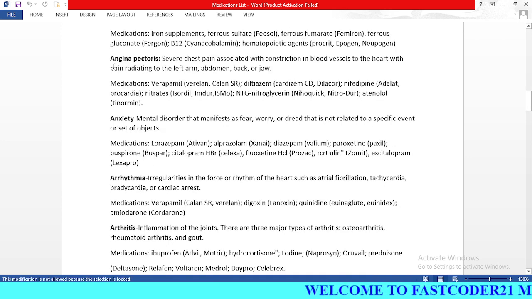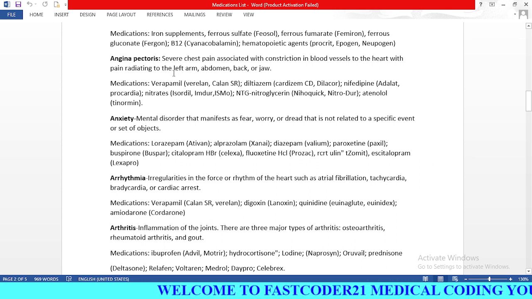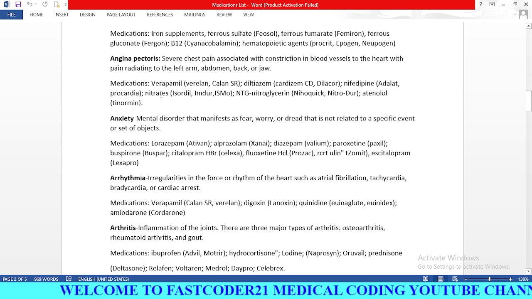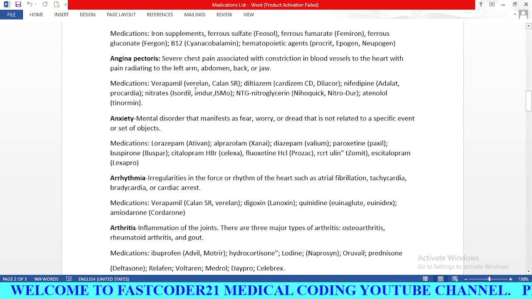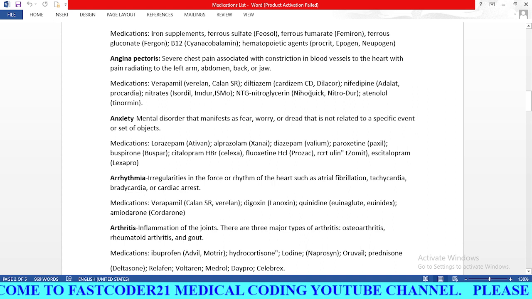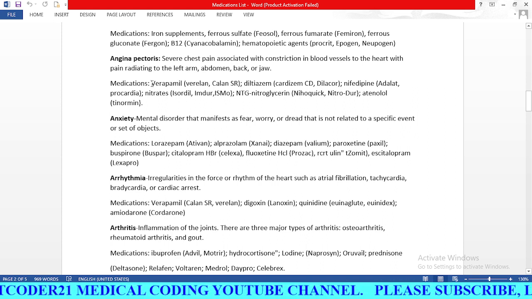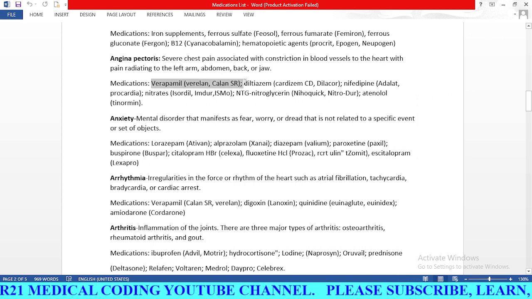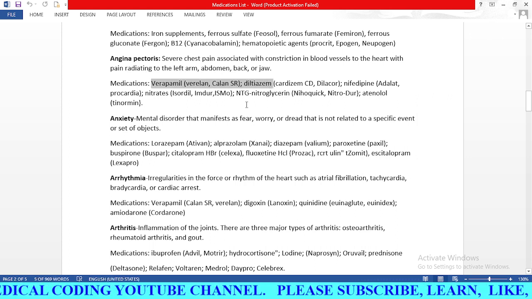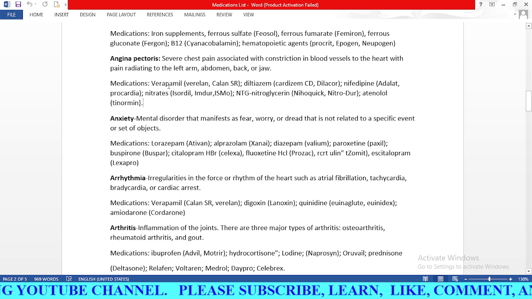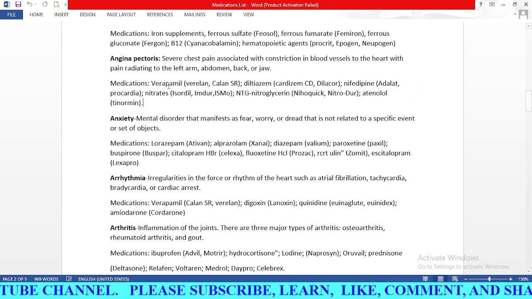The next one is angina pectoris, severe chest pain associated with constriction in blood vessels to the heart, with pain radiating to the left arm, abdomen, back or jaw. The medications are verapamil, diltiazem and nifedipine. Basically, you need to check the documentation in order to find these medications. If you find these medications, you need to understand that the patient has a condition related to the cardiovascular system.